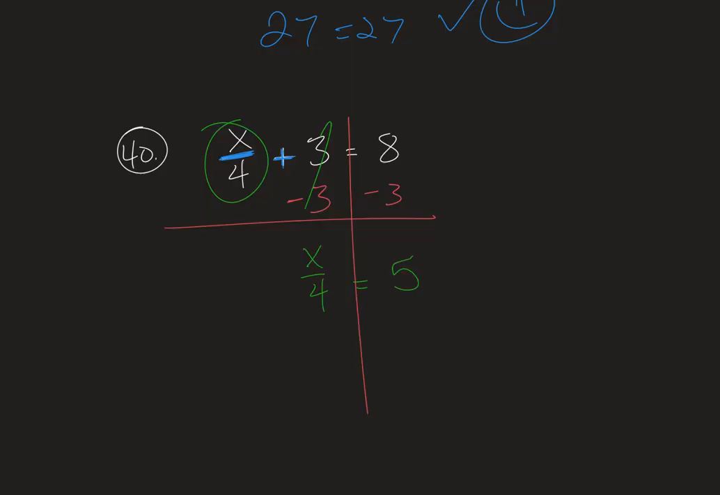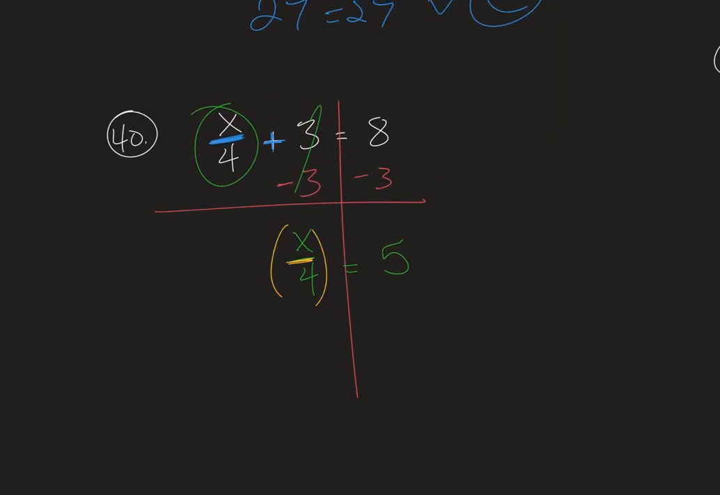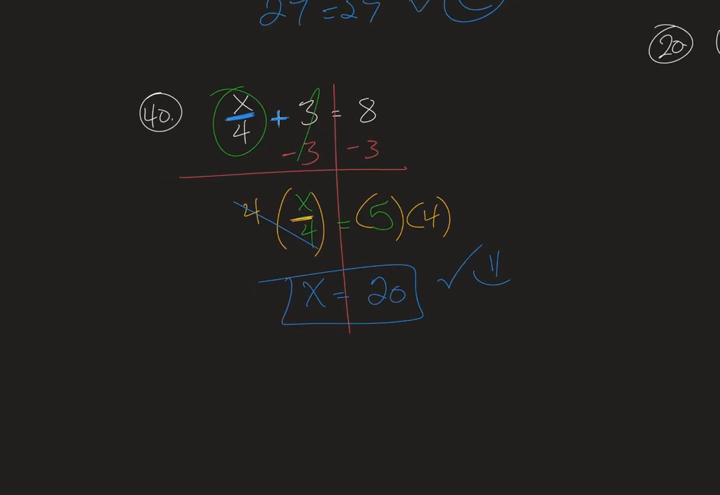What's happening to the x? It's being divided. So what's the opposite of that? It's multiplying. So now the 4's cancel, leaving us with x equals 20. We're done. Oh, sorry. We have to check our answer. So let's take that 20 and plug it in right up there.